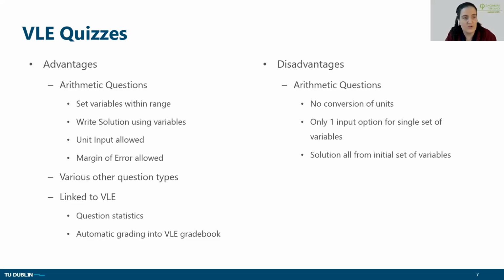So the disadvantage is there's no conversion of units. So if the answer was meant to be 2 meters and they put in 2,000 millimeters, it would see it as wrong. You're only able to input one single set of variables, or one input. There's only one question for that, so you can only have one question related to those variables. And all the initial values can be set.